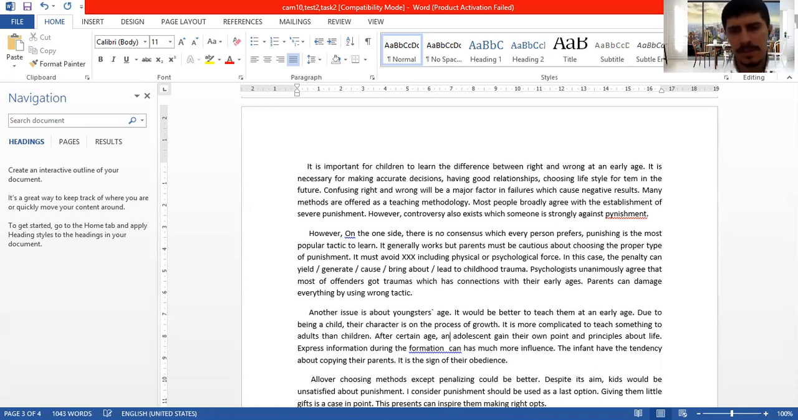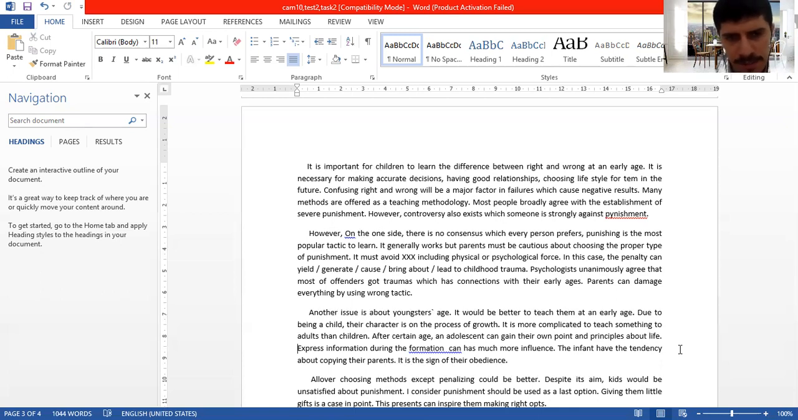An adolescent, because we're not talking about a specific adolescent, instead we're talking about any adolescent. In this case, an indefinite article should be embedded here. An adolescent can gain, so it's about the ability indeed. Not all adolescents gain their own point, so they can gain their own points and principles about life.